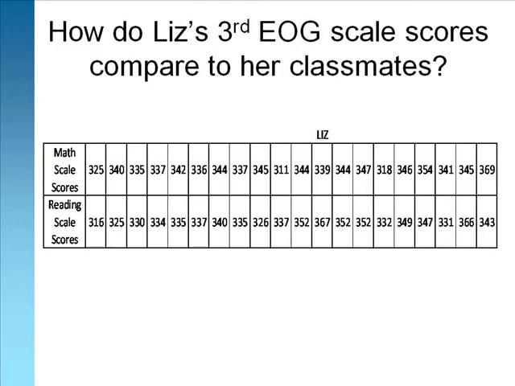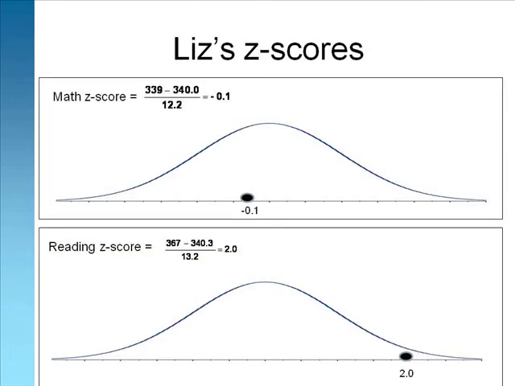To practice, find the z-scores for each of Liz's scale scores. You must first find the mean and standard deviation of each set of scores. Review lessons 3 and 4, part 2, if you need help here. Pause the video. The graphs show that Liz's math score is a middle score in math, but she had a very high score in reading.